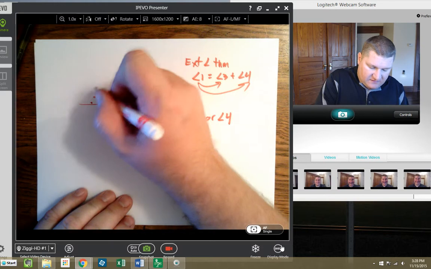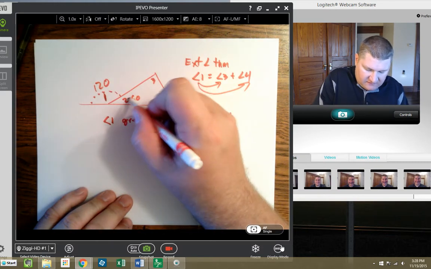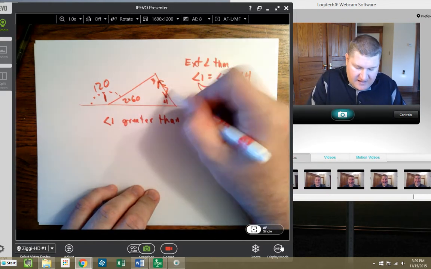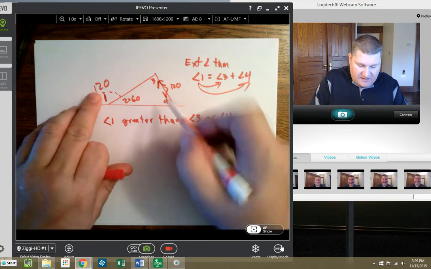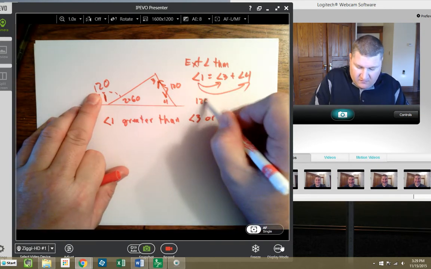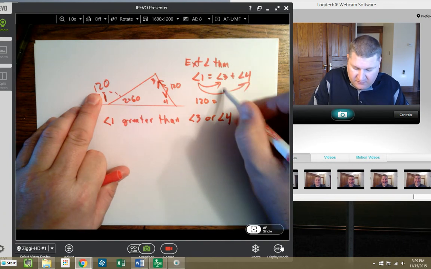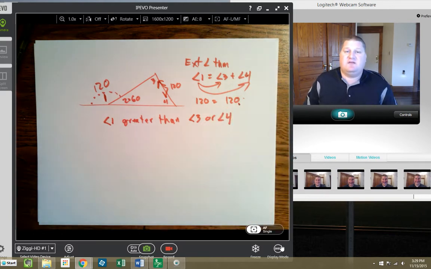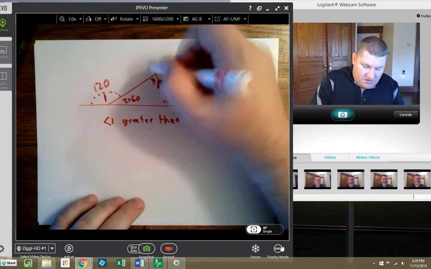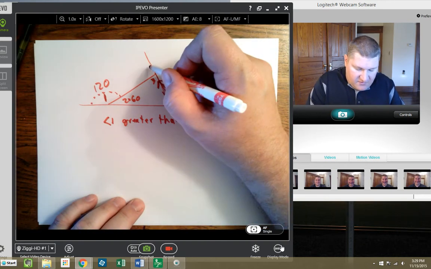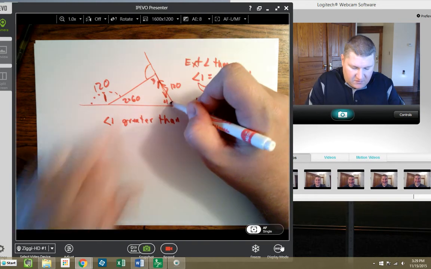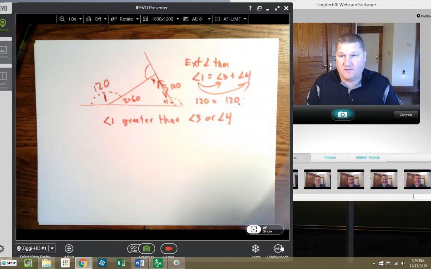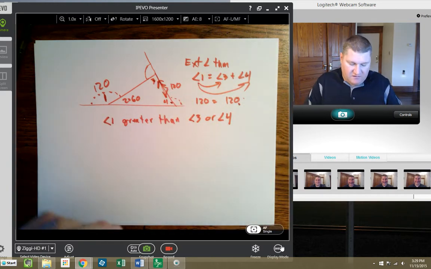So say this is 120, that would make this 60. Now I don't know what these two are, but together they have to add to 120. So if angle 1 is 120, and that equals 3 plus 4, and 3 plus 4 equals 120, any one of these by themselves has to be smaller than 120. And it works on every single one. This angle here has to be bigger than this one or this one. This angle over here has to be bigger than this one or this one. It applies to any exterior angle.